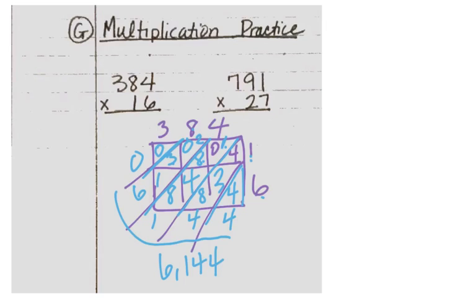If I want to check the reasonableness of my answer, I can simply do an estimate. 384 is almost 400. 16 is almost 20, if I rounded it. So I'd be looking at 400 times 20, which would be 8 with 1, 2, 3 zeros. So it'd be about 8,000, okay? I knew that my actual answer was going to be less than 8,000 because I rounded 384 up and I rounded the 16 up. Okay?